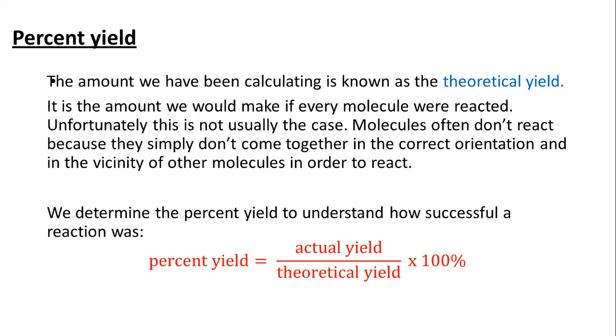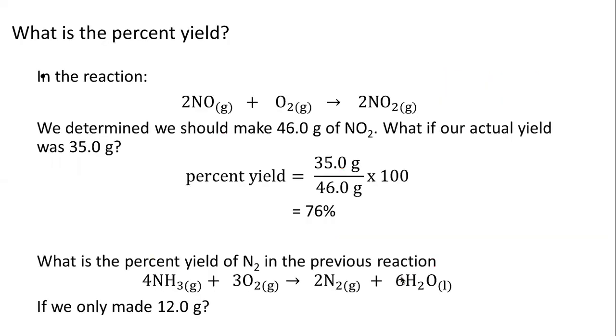So we get what is called an actual yield. This is what we actually make. And what we're going to calculate is our percent yield, and that's going to tell us how successful our reaction is. We calculate our percent yield by taking our actual yield, which we can measure, and we divide it by the theoretical yield, which is what we calculate, and we multiply it by 100.